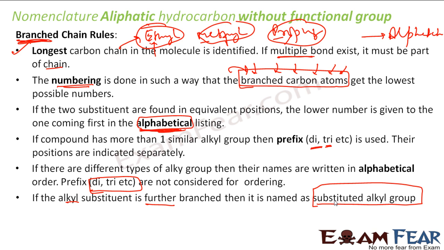Let me repeat all the rules once again. The first thing is you find the longest chain with multiple bonds if they exist. Numbering is done to make sure the branch chain gets the lowest number, right? And if there is a conflict, we'll use the alphabetical order for the alkyl groups. And please use di and tri, but don't consider the words di and tri in the alphabetical listing. Only ethyl, methyl, propyl, this order will be followed. And if the alkyl group itself is a big branch, then you use the name as a substituted alkyl.